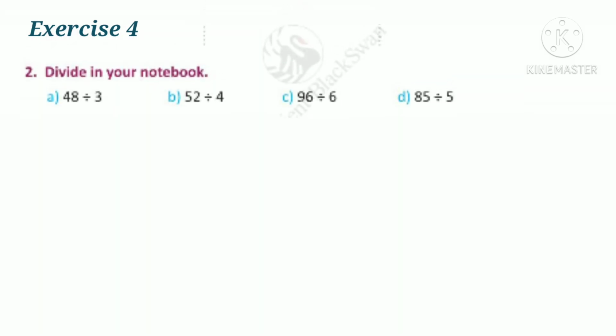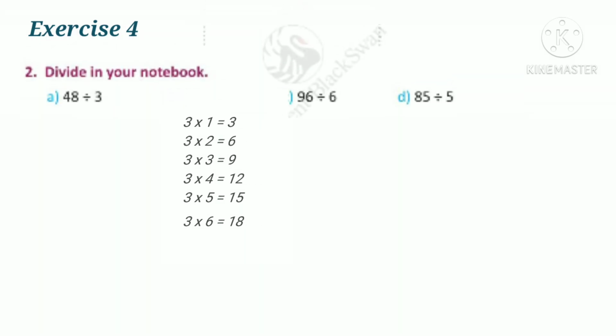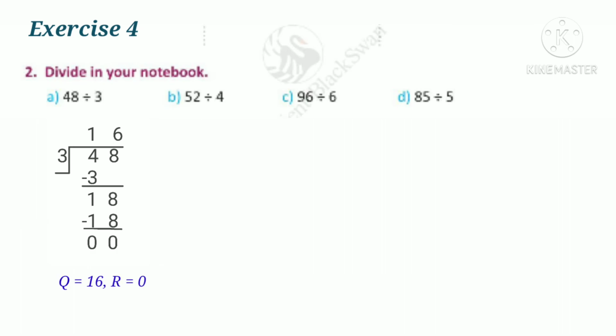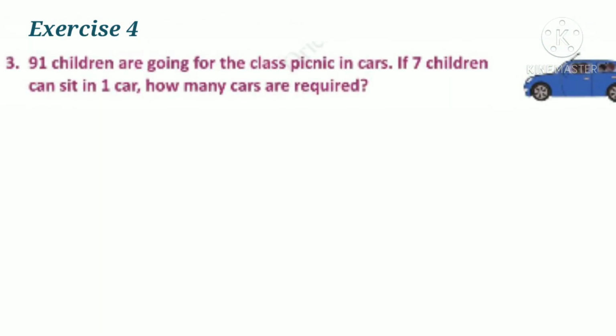Coming to the next main, divide in your notebook. Writing the 3 table. The first digit is 4, so we can take 3 ones are 3, subtract 1, and bring the next number down, 18. 3 sixes are 18 and the remainder is 0. In a similar way, you can solve the next.